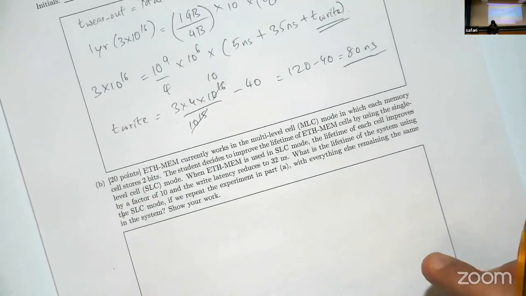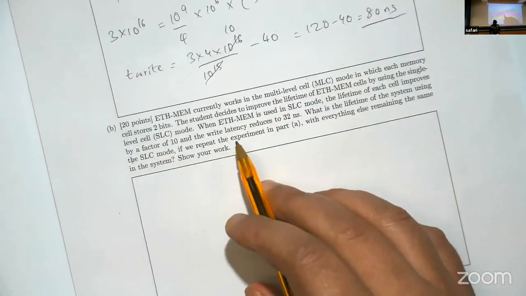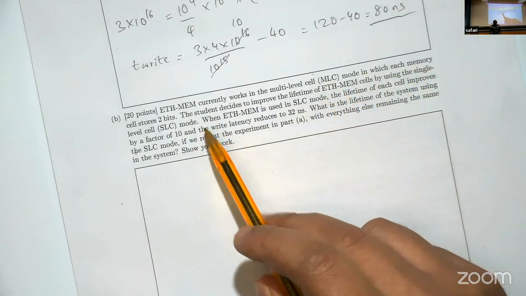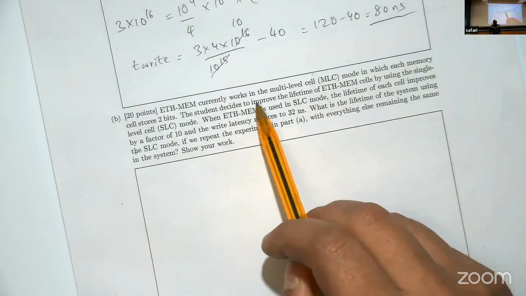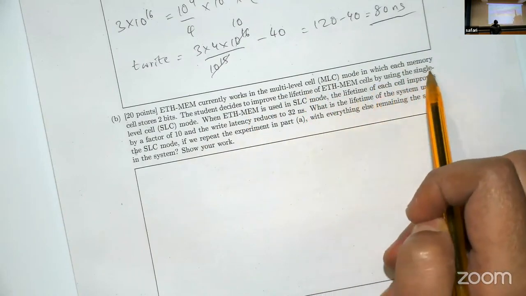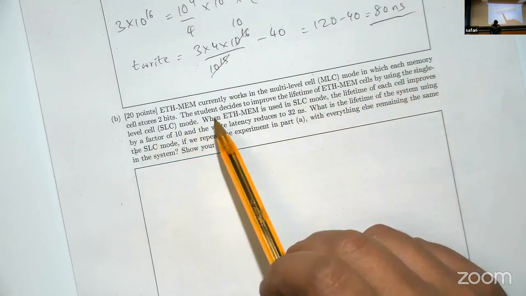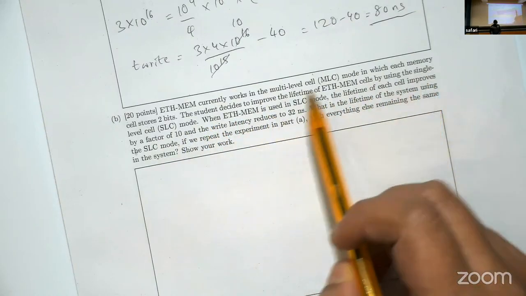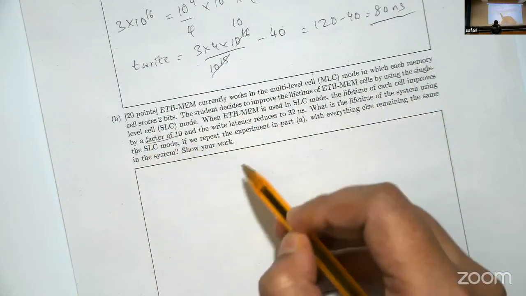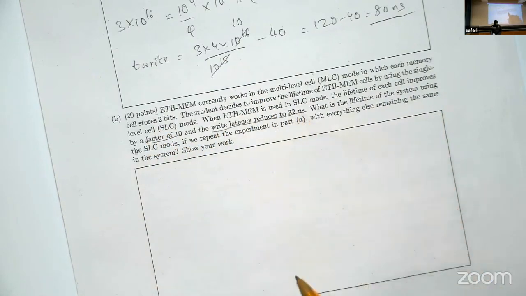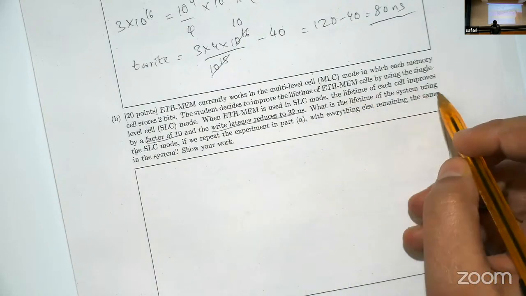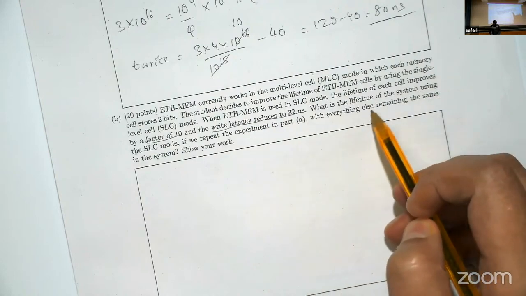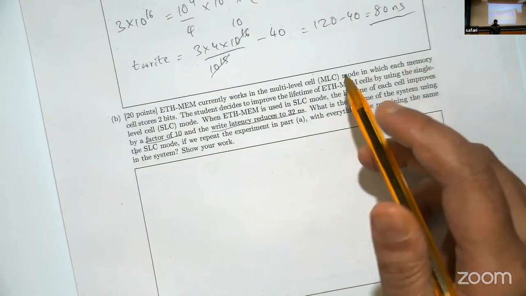The second part of this question: ETH-mem currently works in multi-level cell mode, in which each memory cell stores 2 bits. And the student decides to improve the lifetime of ETH-mem cells by using the single level cell mode. When ETH-mem is used in SLC mode, the lifetime of each cell improves by a factor of 10, and the write latency reduces to 32 nanoseconds. What is the lifetime of the system using the SLC mode, if we repeat the experiment in part A with everything else remaining the same in the system?